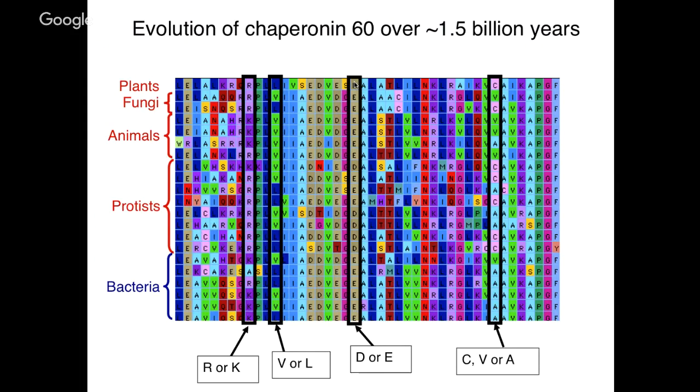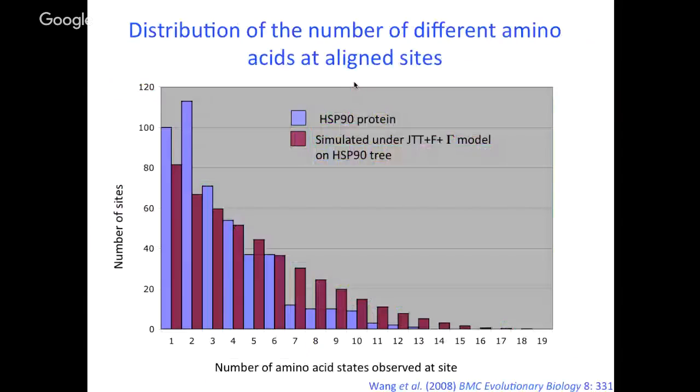So we did a simulation based on the HSP90 protein, where we simulated under a single matrix model, a gamma distribution, and an overall frequency. We looked at the distribution of the number of different amino acids you would see at a given site in that alignment. And that's shown in purple. In light kind of mauve color, there's the HSP90 protein itself.